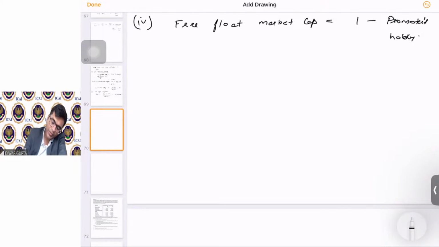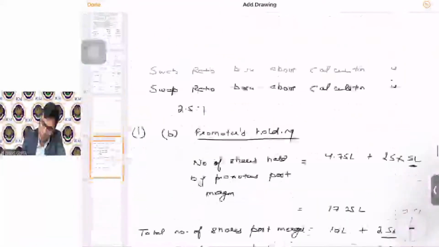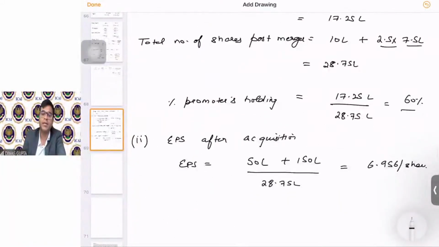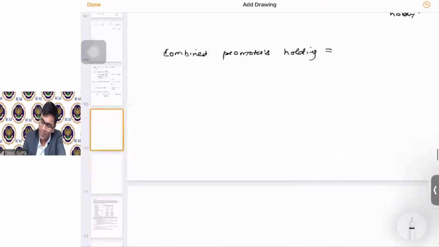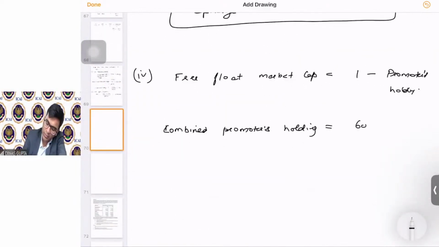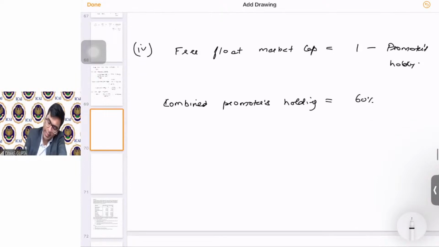So what was our combined promoters holding value, or let's say percentage? It was how much in the first part, B sub part, we have calculated that 60%, right? So let's take the 60%, and hence the free float percentage will be 1 minus 60% is equal to 40%.